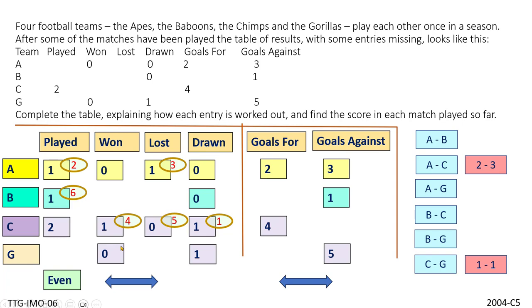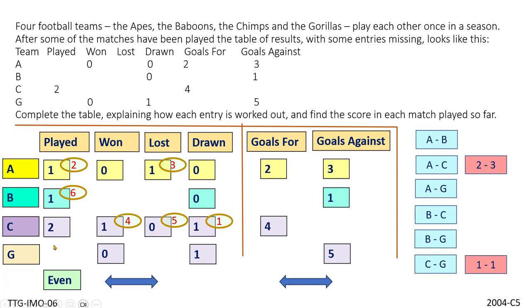Now, because B has played one game, and so far, all the games that C played have been accounted for: one was drawn against G, and one was won against A. So we have already accounted for all the games played by C. Also, A has only played one game, and that has been accounted for with C, which means the game which B played must have been against G.